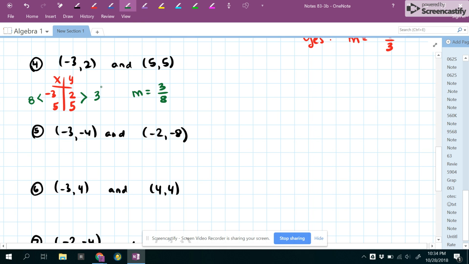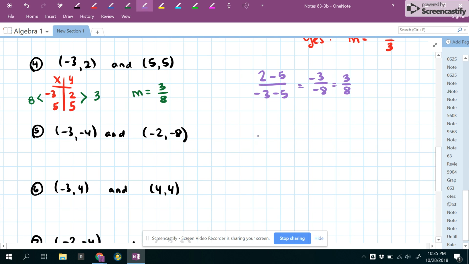You also could have subtracted to find these numbers. You could have gone 2 minus 5 over -3 minus 5, if it makes you feel better to write it that way. Change in is the difference.